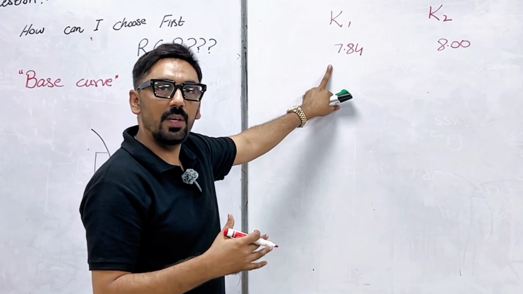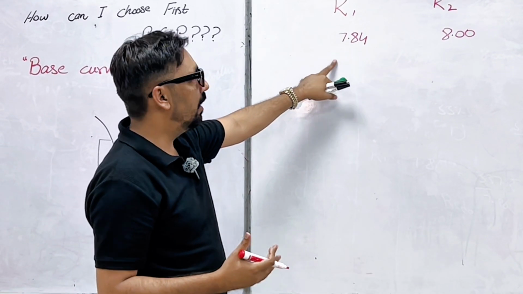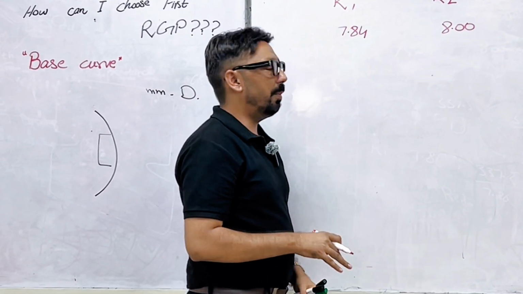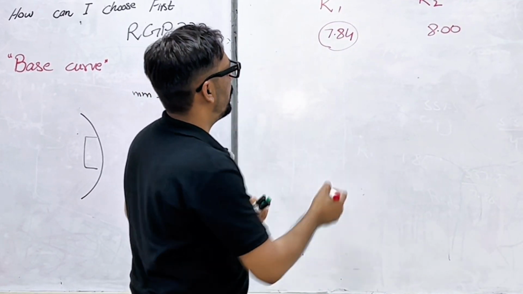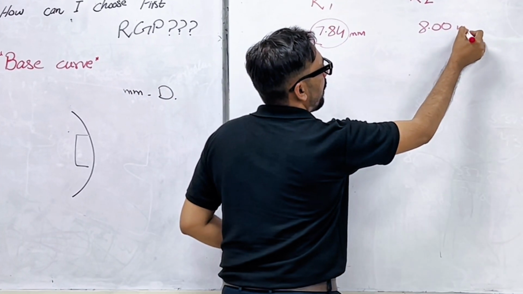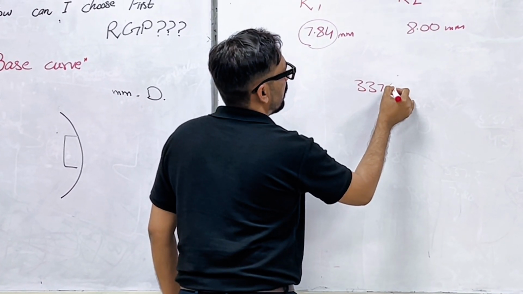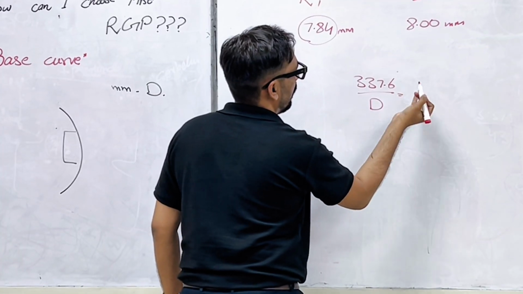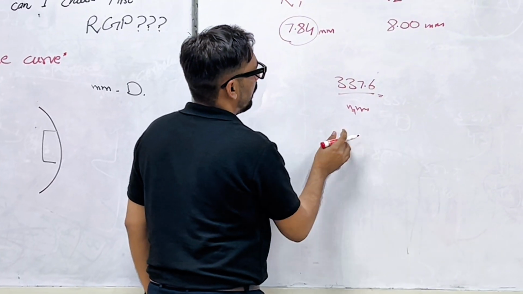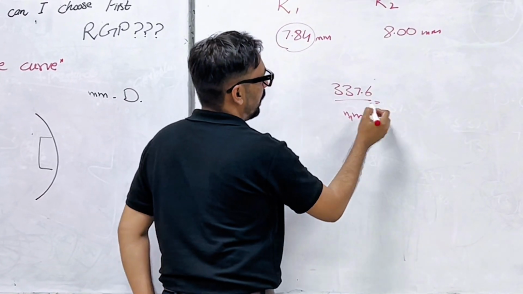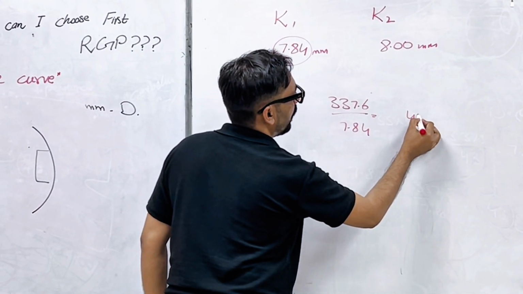Now we will discuss how we can convert the keratometric readings or base curve from millimeters to diopters and diopters to millimeters. We can pick this value 7.84, which is in millimeters, and the formula is very simple: 337.6 over millimeters. We put the value 7.84 over here, and the answer will be 43 diopters.